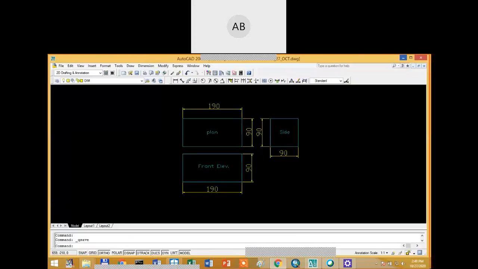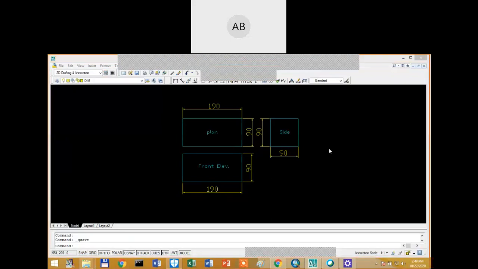Can you draw? Are you with your computers? Students? Yes, sir. So can you quickly draw? Today now it is 2:50, yeah? So maybe till 3 o'clock, another 10 minutes. Draw. Okay? I will come back.